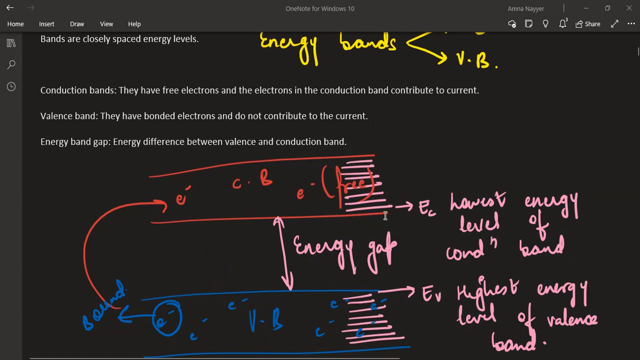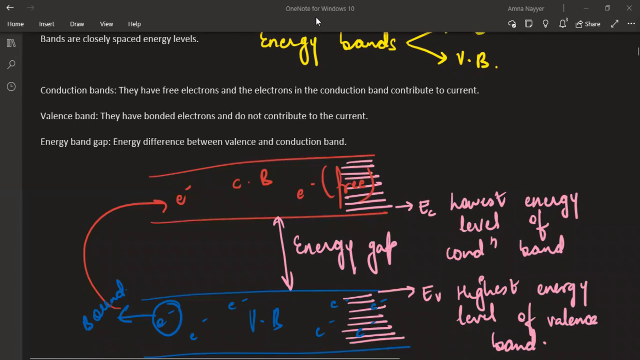So we usually write it as EC and EV. EC will represent the lowest energy level of the conduction band, while EV will represent what? It will represent the highest energy level of the valence band. So conduction band and valence band. This is just the basic.